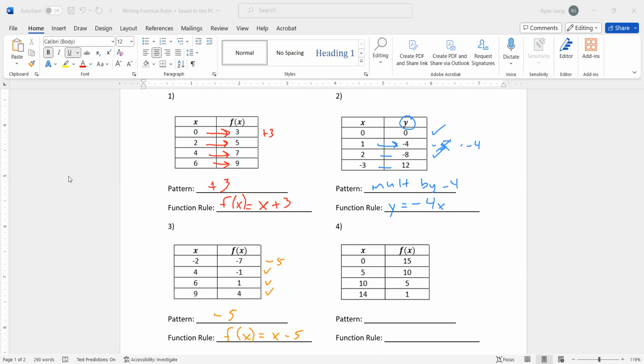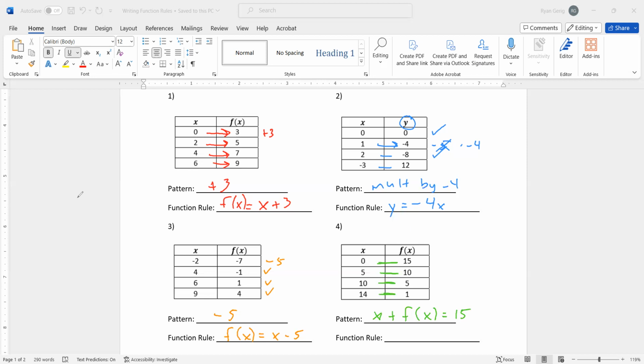Look for any relationship between these two. And it doesn't have to go from x to f of x. If you look at all of them together, if I add the two things together, it gives me 15, right? If I add the x value plus the f of x value, it adds to 15. 0 plus 15 is 15. 5 plus 10, 15. 10 plus 5, 15. 14 plus 1, 15. That's a relationship.